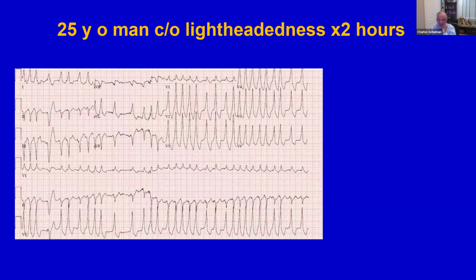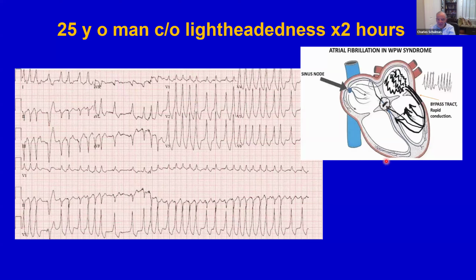Well, not so much, Sonia. This is highly irregular, wide complex, highly irregular. It's not polymorphic VT. It's atrial fibrillation with WPW. Okay, so here's atrial fibrillation in WPW. You see here all the atrial impulses all traveling down the bypass tract. So there's rapid conduction.